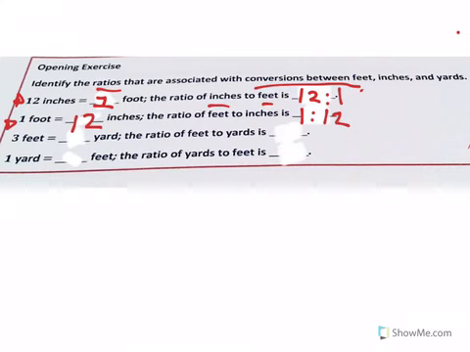Okay, jump down here. 3 feet equals 1 yard. The ratio of feet to yards would be 3 to 1. 1 yard equals 3 feet. The ratio of yards to feet, since we're saying yards first, 1 yard to 3 feet, 1 to 3. So the order in which you say the ratio and the order in which you write the ratio does matter.